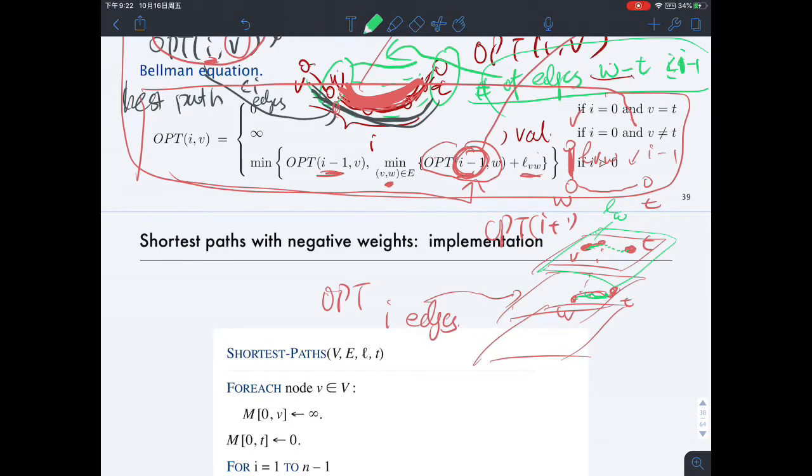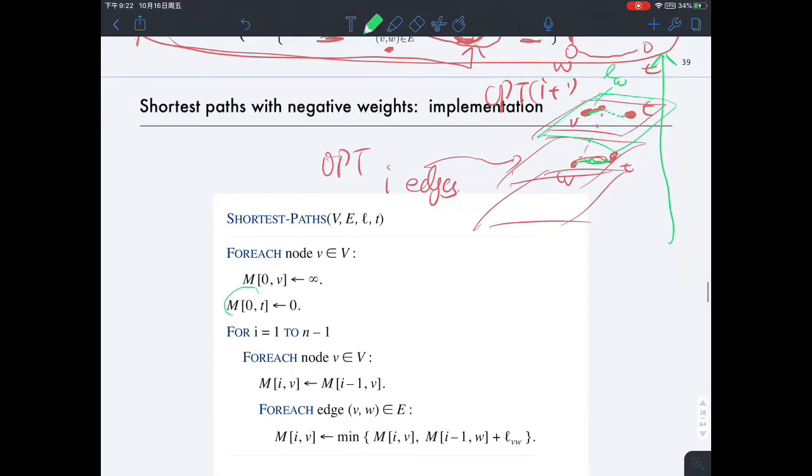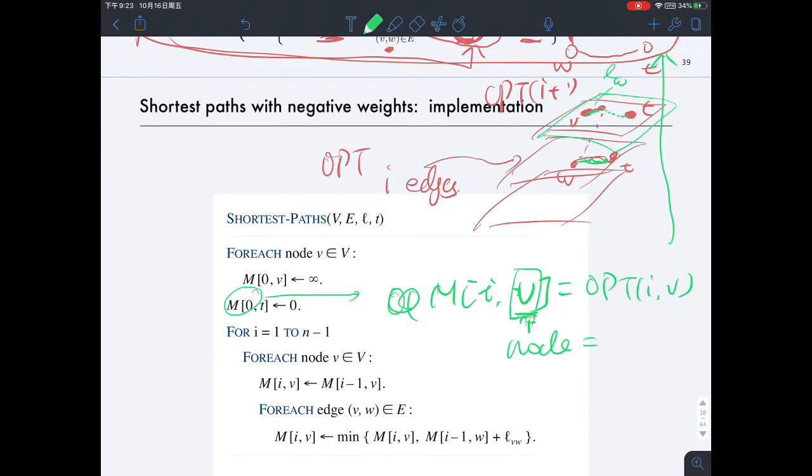So it's a layer by layer solution structure, and this is also suggesting a way for us to fill in the cache table, right? We really should fill that in from the bottom up approach, right? So the M here, surprisingly, M[i, v] is equal to OPT(i, v), right?